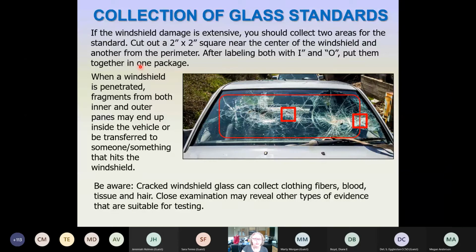And just a reminder, cracked windshields are great collectors of other types of evidence, fibers, blood, tissue, hair. So close examination might reveal other types of evidence that you should collect first before you go to cutting the windshield.